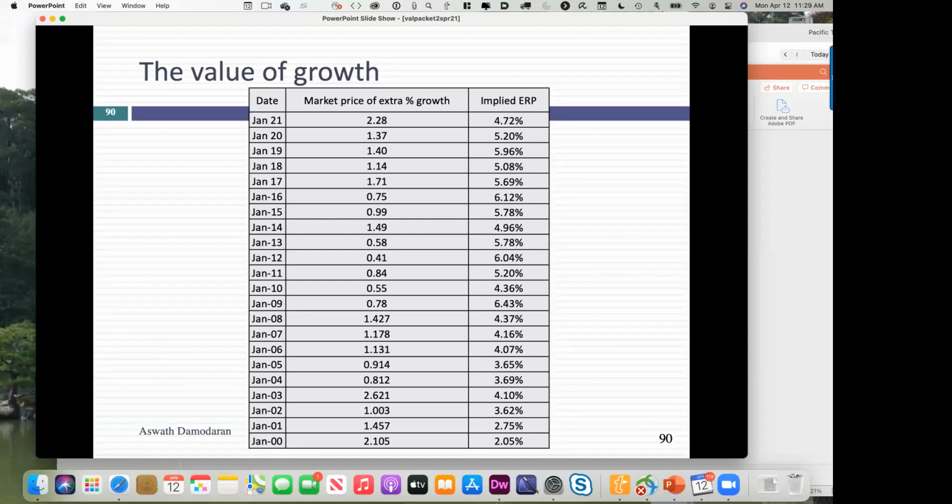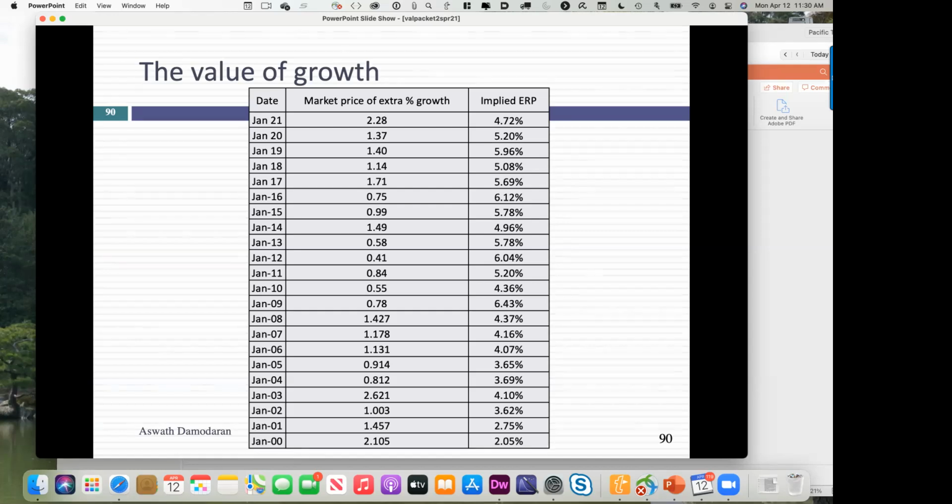So what you're looking for as an investor here is, what is the market paying for an extra 1% of growth? Right now it's 2.28. That's high by historical standards. And what's the market charging for risk? 4.72% is low by historical standards. When the market's paying a lot for growth and not charging very much for risk, as I said, high growth companies are going to be treated really well in the market. That's where we are right now.